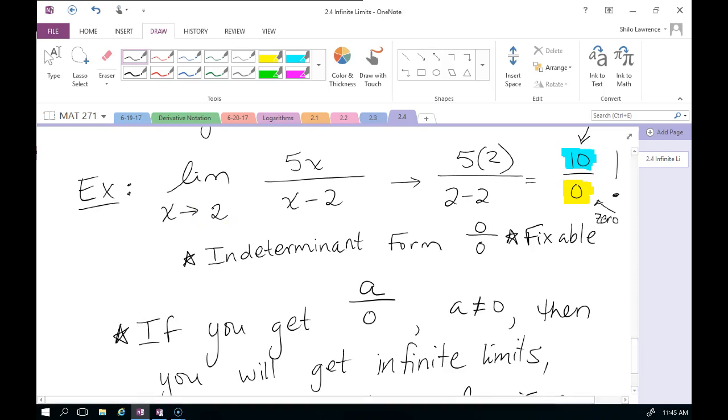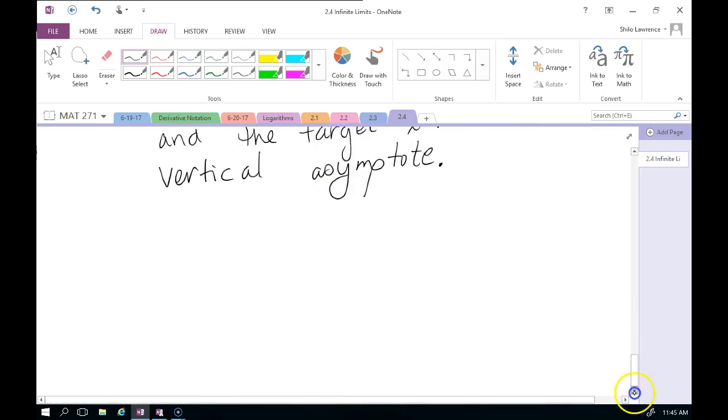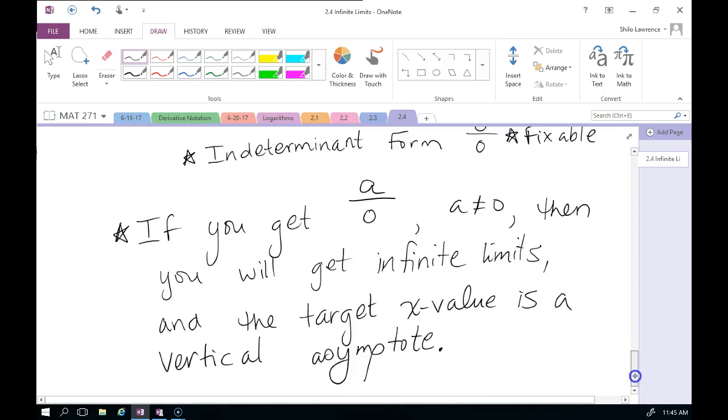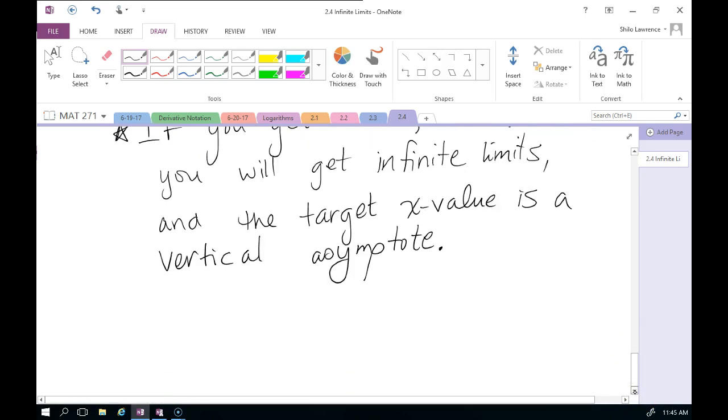So we can look at the graph, we can make a table, or we can plug in just one number on the left and on the right and see what's happening. And I like to do that. Just plug in one really close representative number on the left and the right.